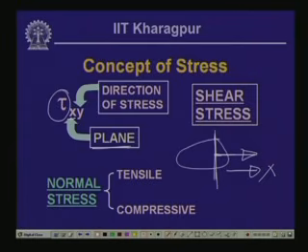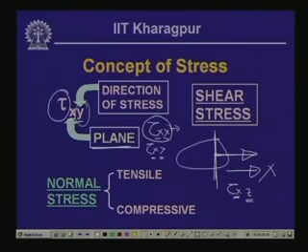So, this we call the x plane, and this particular parameter gives the direction of the stress. First we have tau xx, which indicates the stress in the x plane directed towards x. Tau xy says the stress in the x plane directed towards y, and tau xz says the stress in the x plane directed towards z.